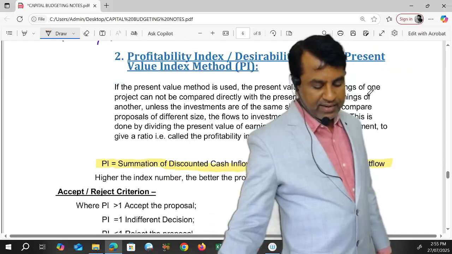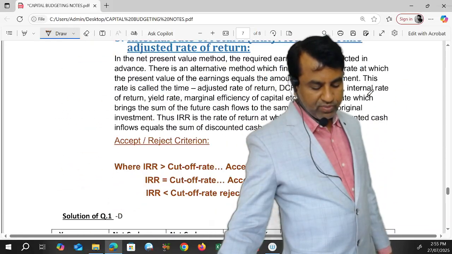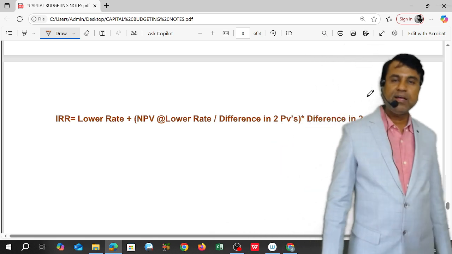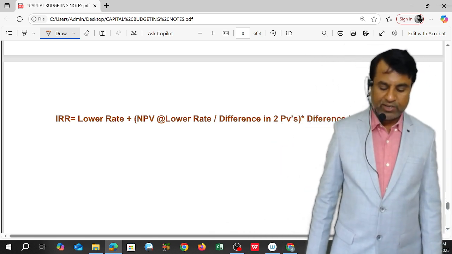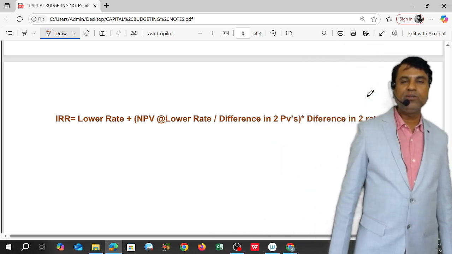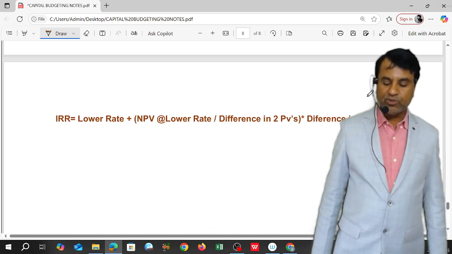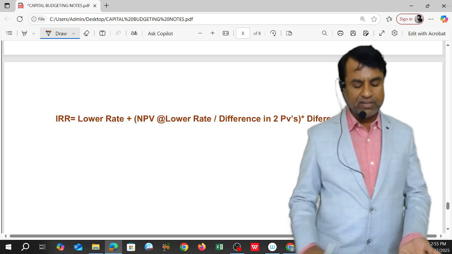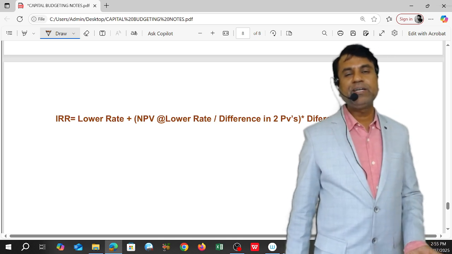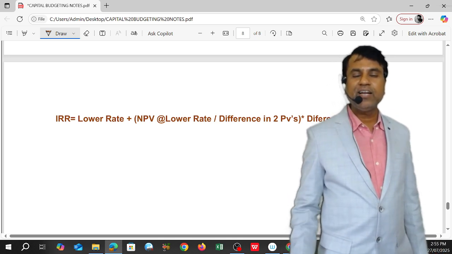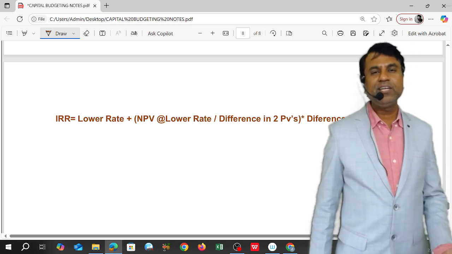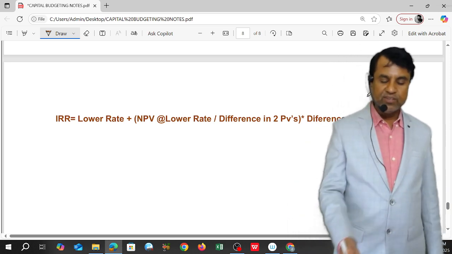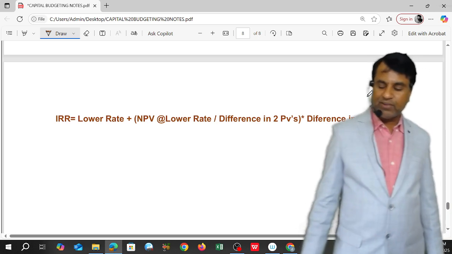The formula to calculate IRR is: lower rate plus NPV at lower rate divided by the difference in two present values, the whole multiplied by the difference in the two rates. This is the formula when you are trying first with the lower rate. You can try with the higher rate as well. So you may be trying 10 and 15, where lower is 10 and higher is 15. Let's say you are trying 15 and 20, then lower is 15 and higher is 20. By that way IRR needs to be calculated.